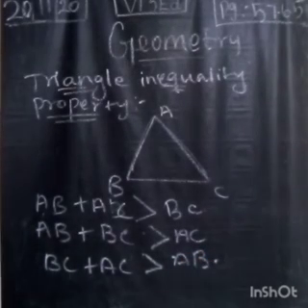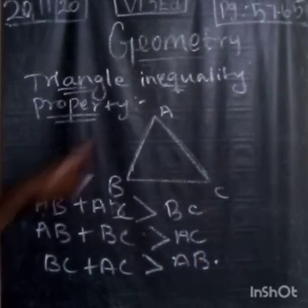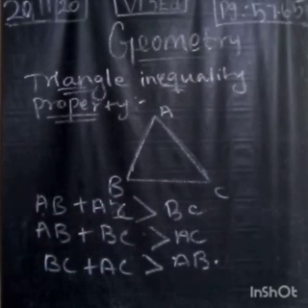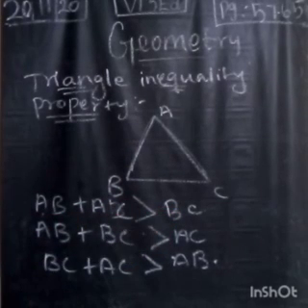This is the triangle inequality property. The sum of two sides of the triangle is greater than the third side. This is known as the triangle inequality property.